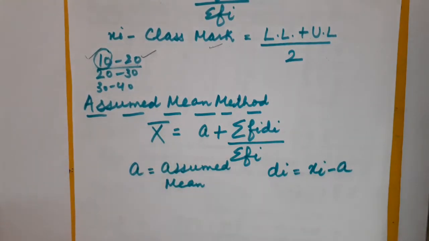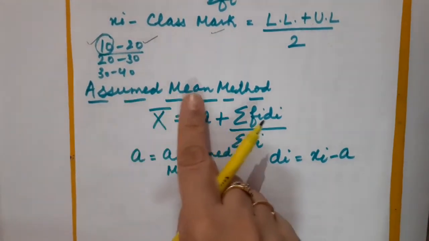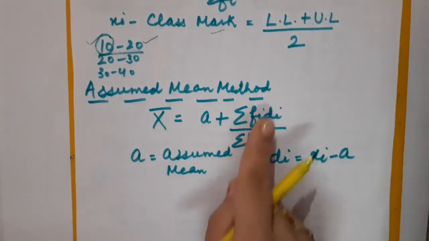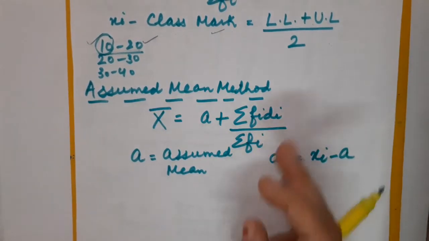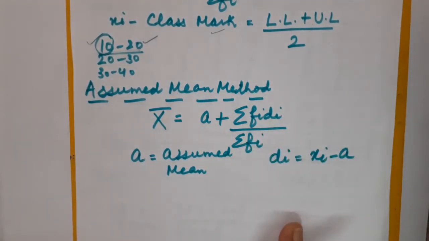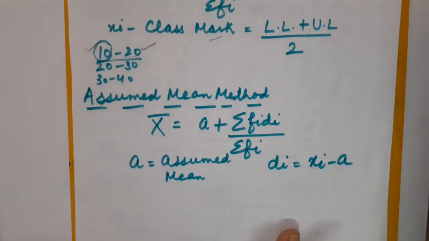So in that case, children, we are going to apply assumed mean method, because it would really make our calculations very easy for us. Okay, so you will be having a complete list of xi, that you know how did I calculate it yesterday.